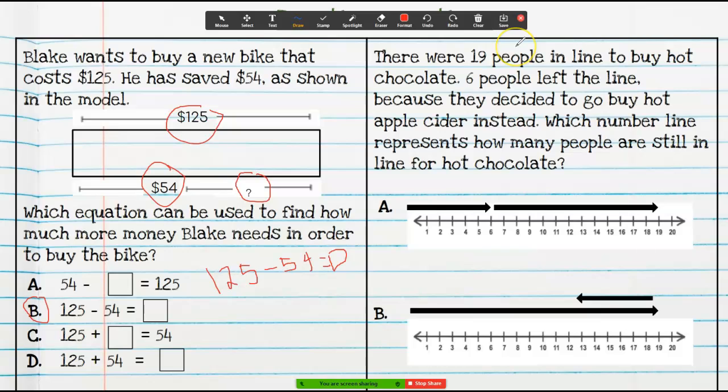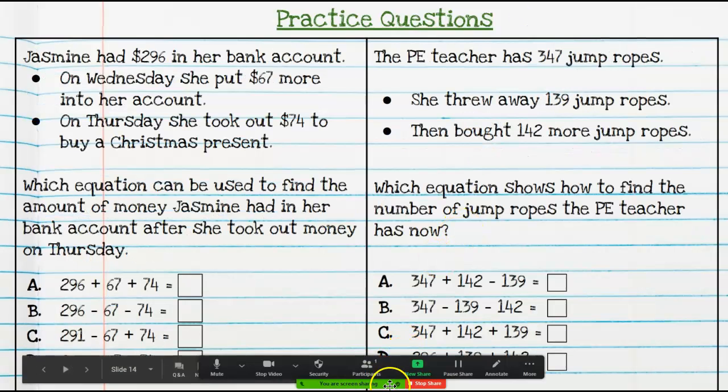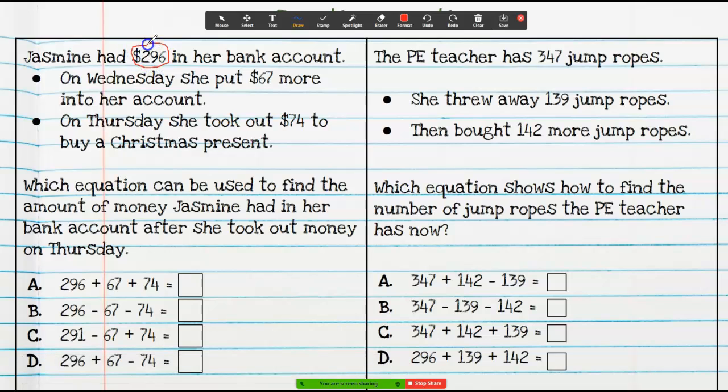Alright, there were 19 people in line to buy hot chocolate. Actually, let's go to the next page. I want to do some of the two-step problems. Okay, here we go. Jasmine had $296 in her bank account. On Wednesday, she put $67 more, and on Thursday, she took out $74 to buy a Christmas present.